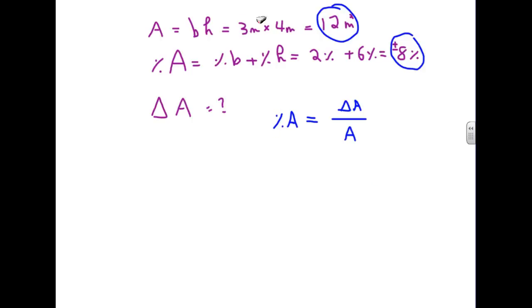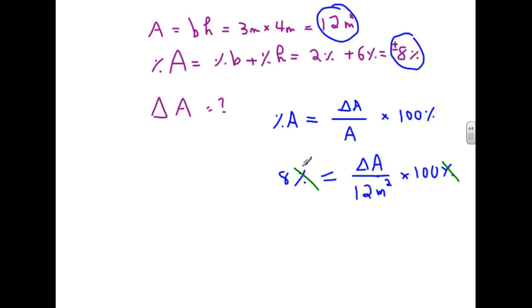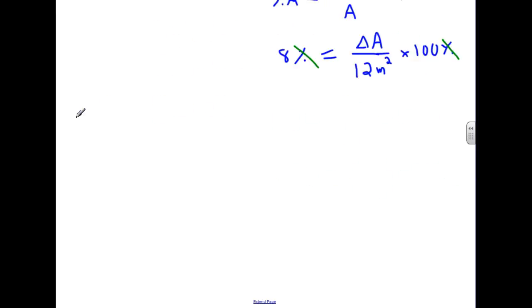instead of converting the percentage at the onset, you can use this equation. Plug in your 8%. See how I haven't converted this time? I'm just putting in 8, not 0.08. My unknown is the absolute uncertainty in area. True area is 12 meters squared times 100%. The percents will cancel out, just like units would cancel, and you can solve and you'll get the exact same answer.